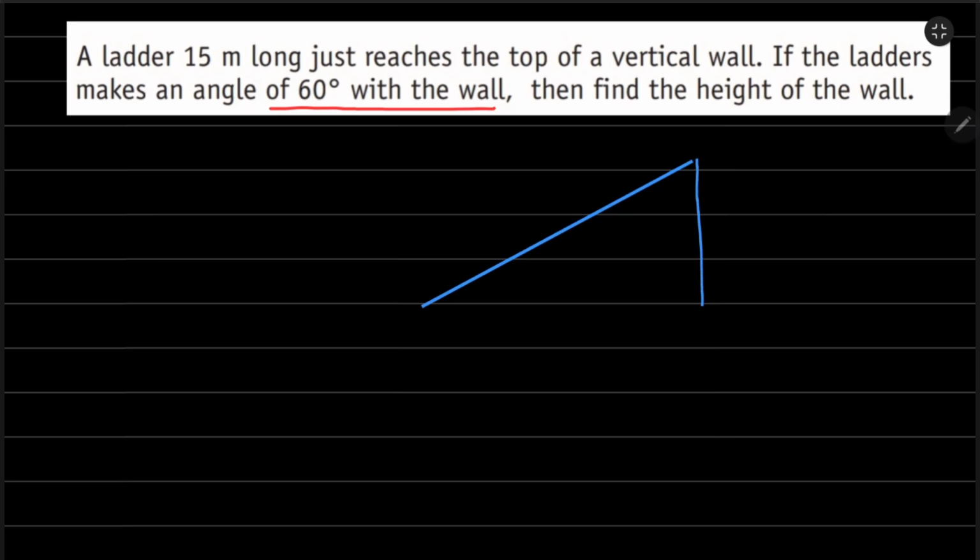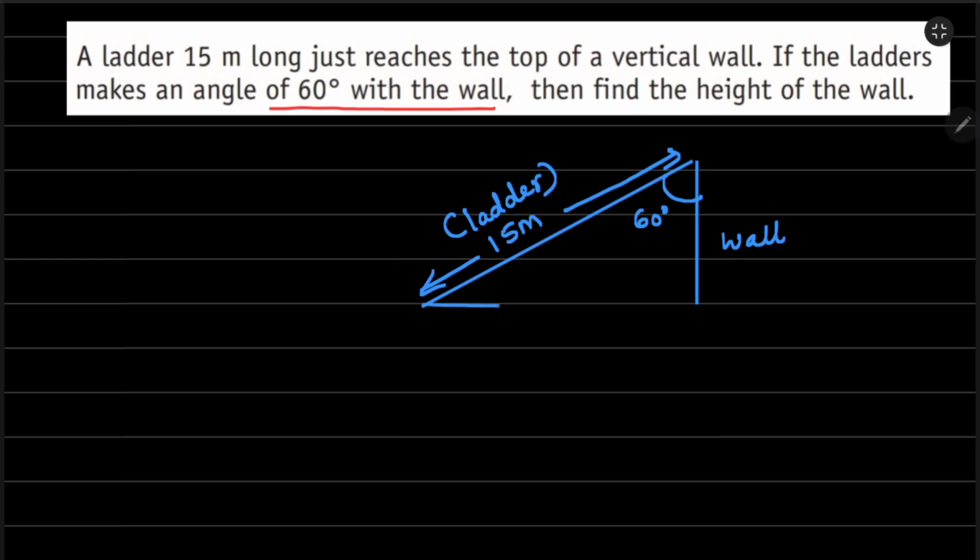So this is your vertical wall. This ladder makes an angle of 60 degrees with the wall. This is your wall and this is the 15 meter long ladder. Let's draw the ground also. Find the height of the wall. You have to find this h. Now, based on things that are given, let us first label it A, B, C.